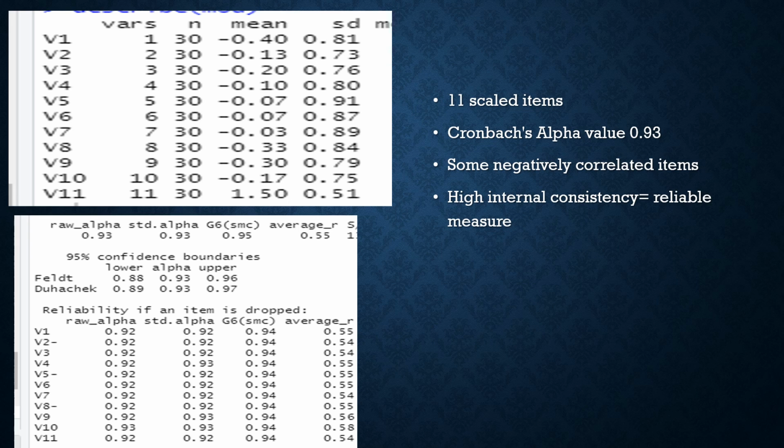Furthermore, in our bottom image, you can see that you're looking at the reliability if an item is dropped. Based on this, I would not recommend dropping items because this can affect the reliability of a measure. So you can see, even though the reliability is 0.92, which is pretty good according to standard, I don't recommend dropping any items.